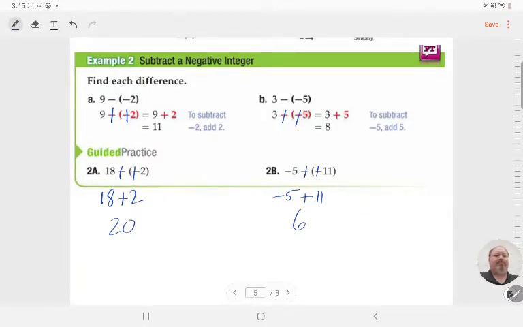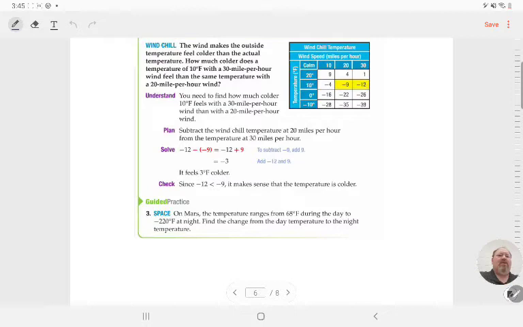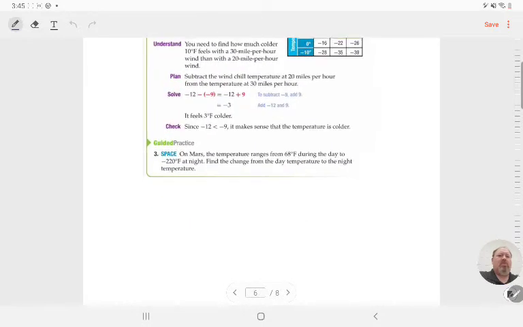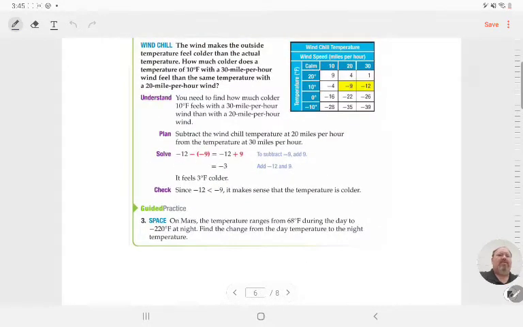Okay? All right. Now we could look at a word problem. Whoa, what happened here? We have the wind makes the outside temperature feel colder than the actual temperature. How much colder does the temperature of 10 degrees Fahrenheit with 30 mile per hour wind feel than the same temperature with a 20 mile per hour wind? If you need to find how much colder 10 degrees Fahrenheit feels with the 30 mile per hour wind than with the 20 mile per hour wind.